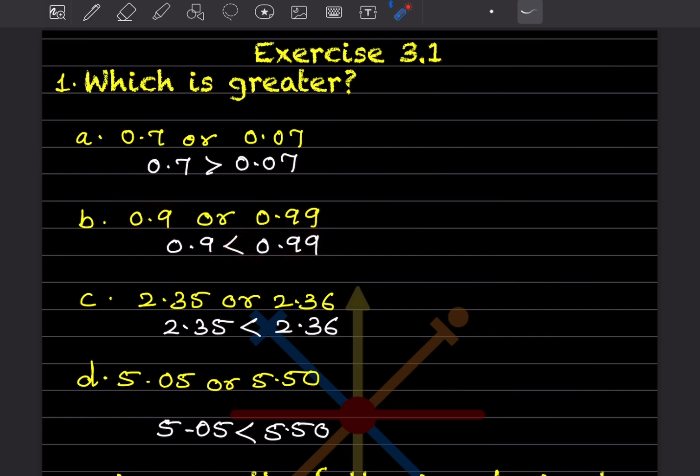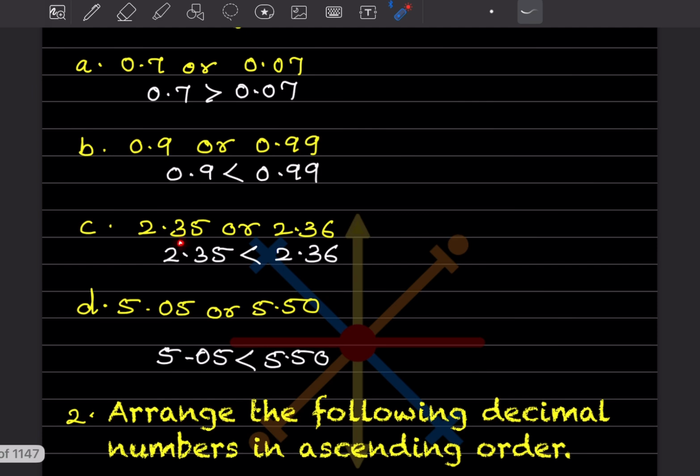The greater number means we have to open the mouth towards the greater side. Again here 2.35, 0.35 and this is 0.36. So 2.36 is greater. So we have to open the mouth towards this side. Here is 5.05 and here is 5. Here after the point is 0. Here after the point is 5. So that is going to be 5.50.